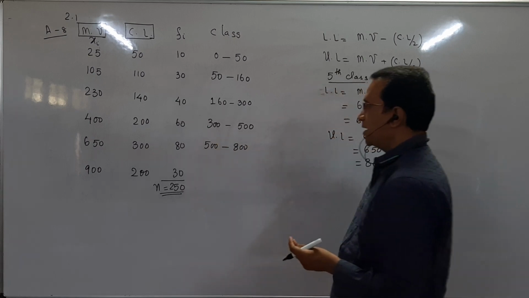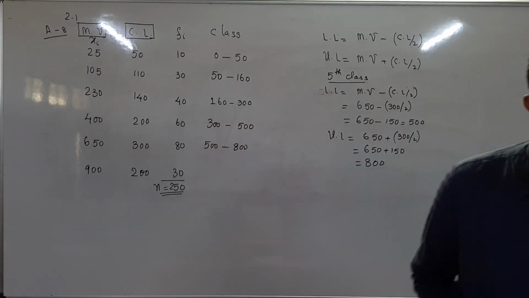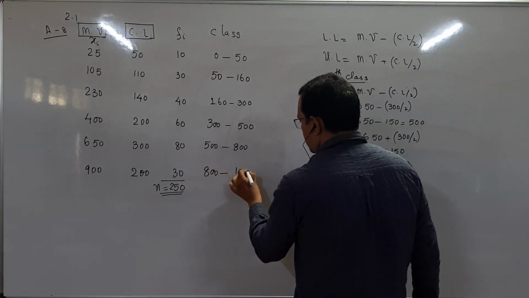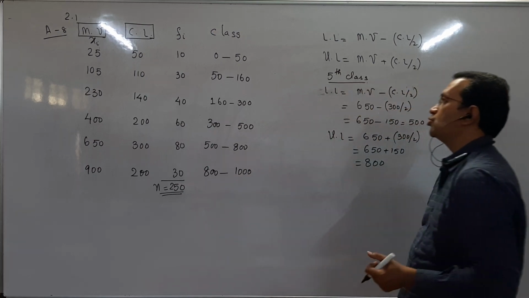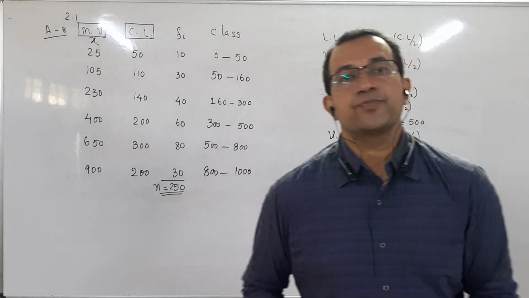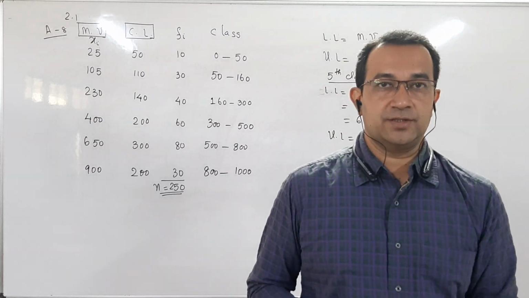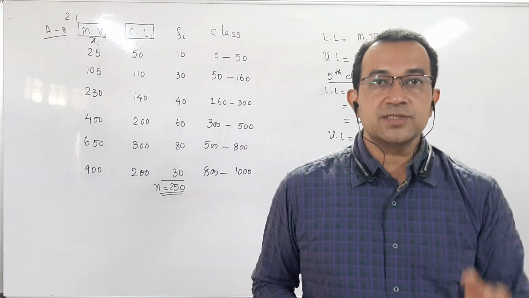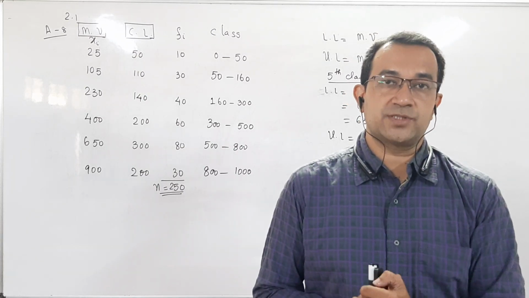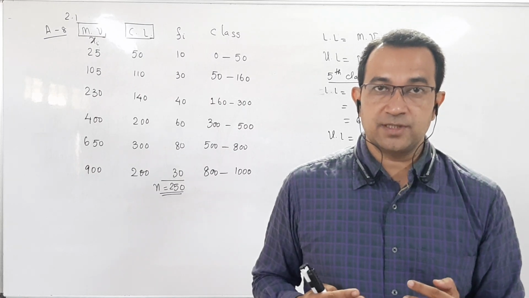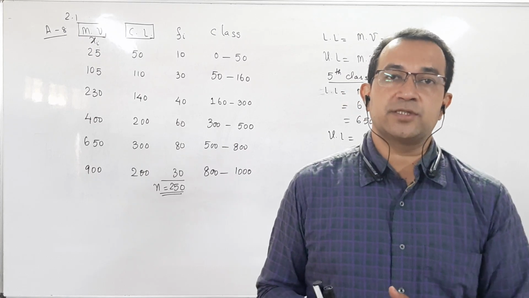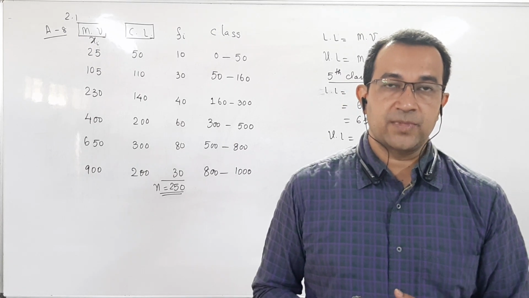And similarly, the last class limits will be from 800 to 1000. Students, I leave this for you to do as homework. So again, it is a thorough revision. I repeat, students, it is a thorough revision of sums and basic formulas. The more you understand, the more you will enjoy the sums in statistics.